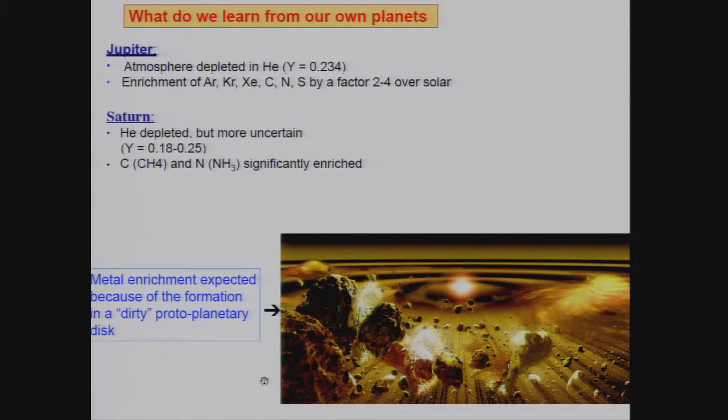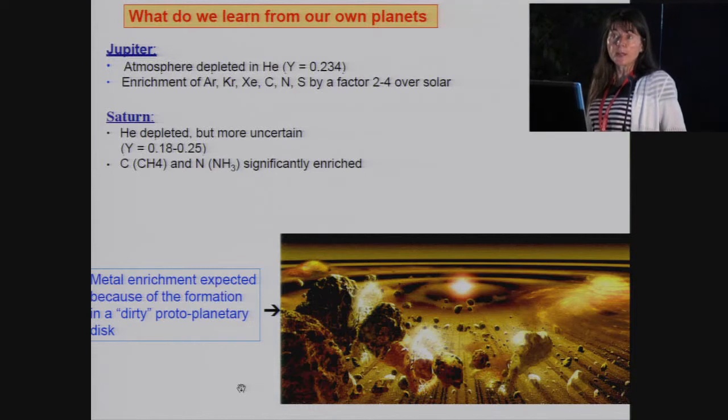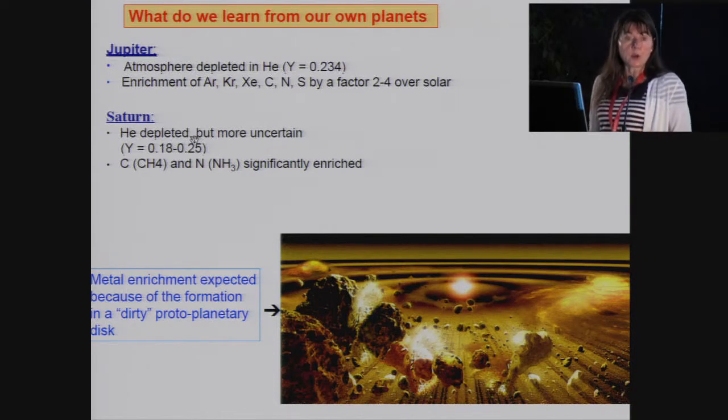What we know from our own giant planets, in particular Jupiter and Saturn, thanks to missions like Pioneer, Galileo, and Cassini, is that their atmospheres are enriched in heavy material. For Jupiter, because of in situ missions, we have been able to measure abundances of those heavy materials, which are typically enriched by a factor of 2 to 4 compared to solar. We also know that the abundance of helium in Jupiter's atmosphere is depleted. For Saturn, it seems there is the same type of trend of helium depletion in the atmosphere, as well as enrichment of carbon and nitrogen.